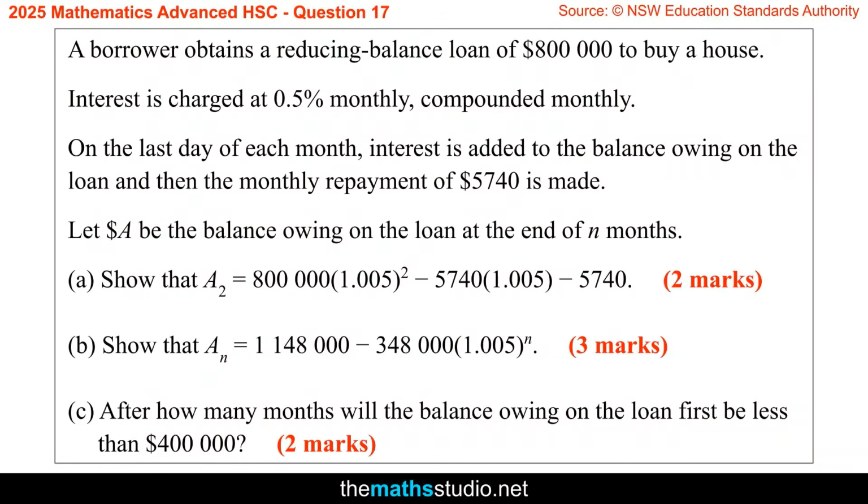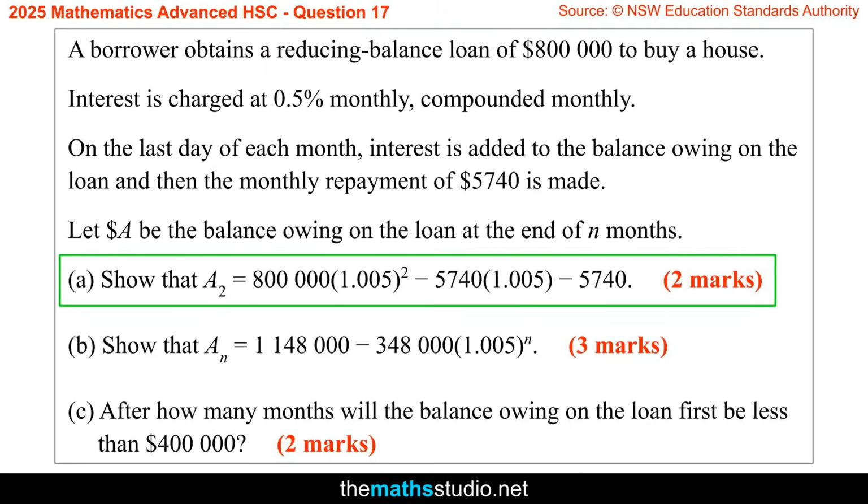Question 17. A borrower obtains a reducing balance loan of $800,000 to buy a house. Interest is charged at 0.5% monthly, compounded monthly. On the last day of each month, interest is added to the balance owing on the loan, and then the monthly repayment of $5,740 is made. Let A dollars be the balance owing on the loan at the end of n months. Part A. Show that A2 equals 800,000 times 1.005 squared minus 5,740 times 1.005 minus 5,740.